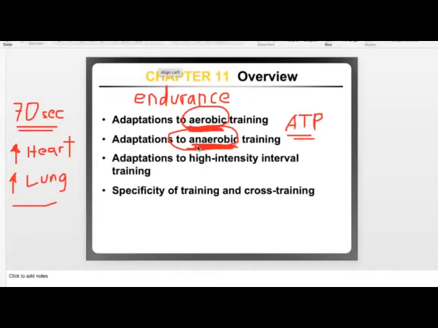All right, so the chapter will talk about adaptations to both of these. But again, most of the adaptations in this chapter are going to be to promote increased heart and increased lung function and increased ability to distribute oxygen and ATP throughout the system so that you can get fuel and you can burn sugars. Okay.